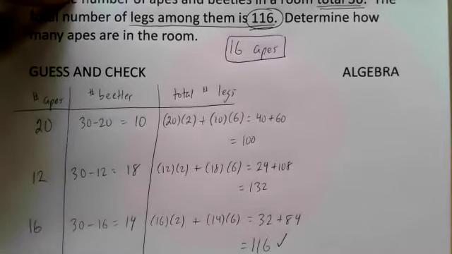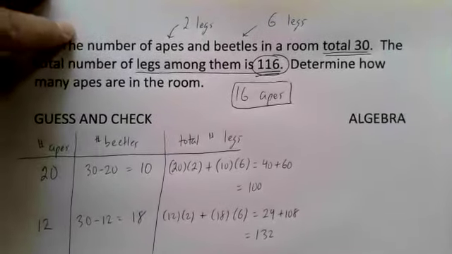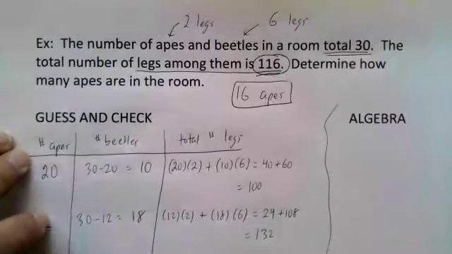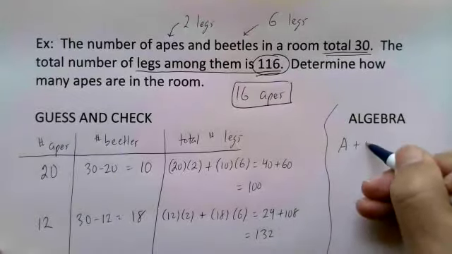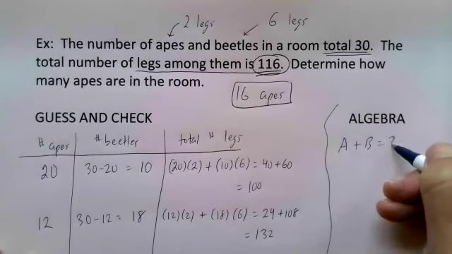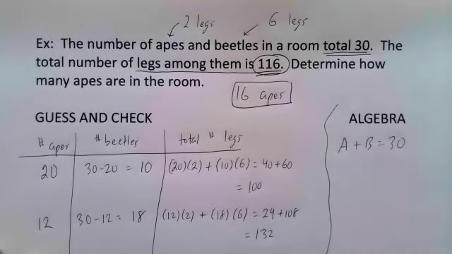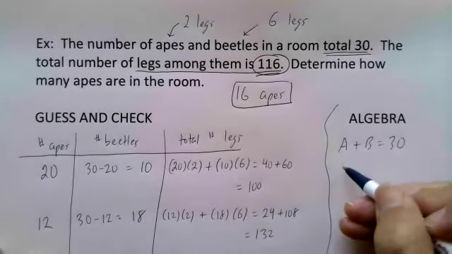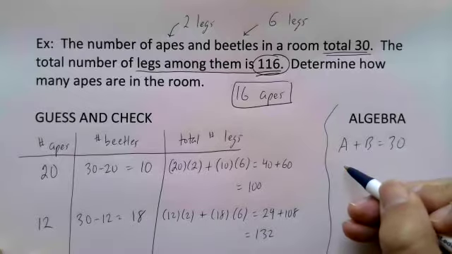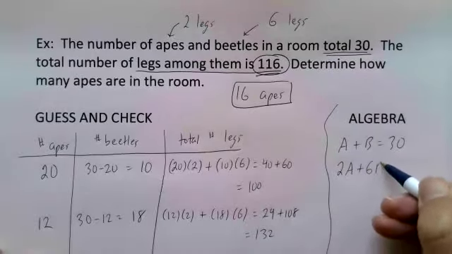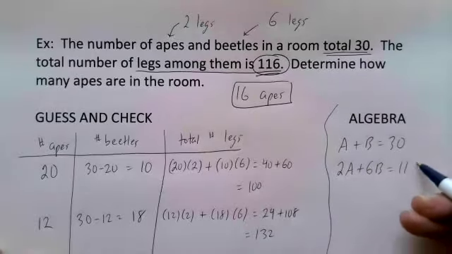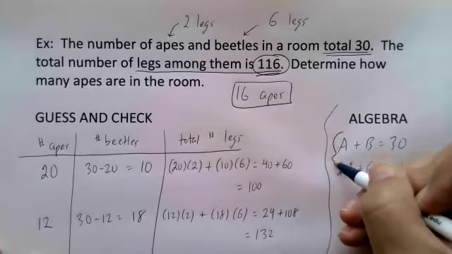If you prefer or understand algebra, you are welcome to do this. I would do something like this. Apes plus beetles total up to 30. Apes times 2 would be your number of ape legs, and beetles times 6 would be your number of beetle legs, and that's supposed to add up to 116.